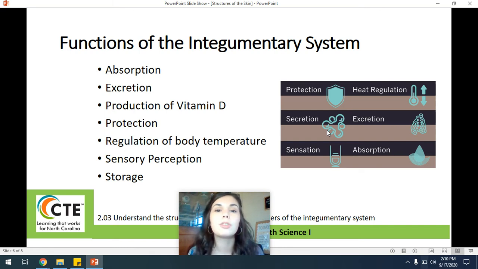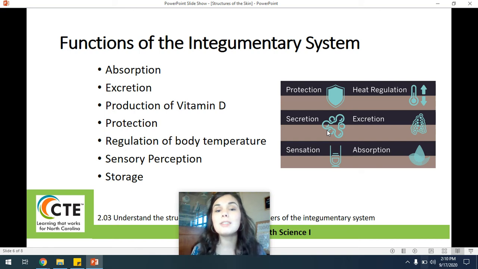It also helps to excrete oils and waste products from the body and toxins and things like that. It helps in the production of vitamin D when we absorb natural sunlight, and it's able to process that into a vitamin that we can actually use in our body. It also helps with the regulation of our body temperature. Think again about that erector pili muscle and the trapping in of our body heat.